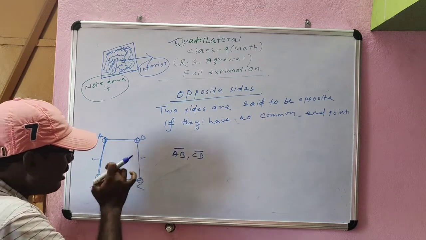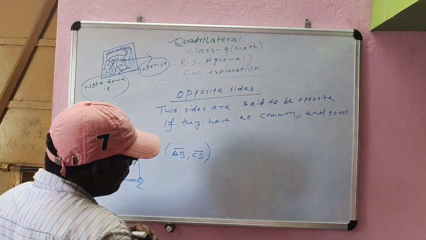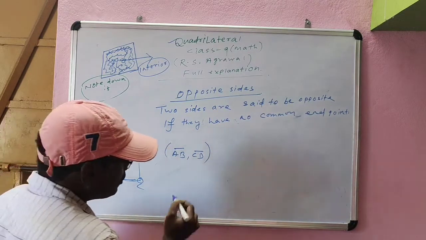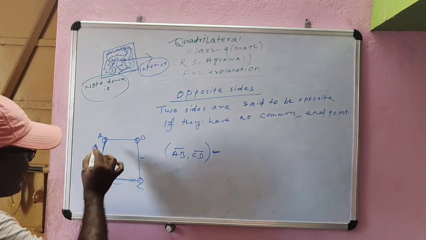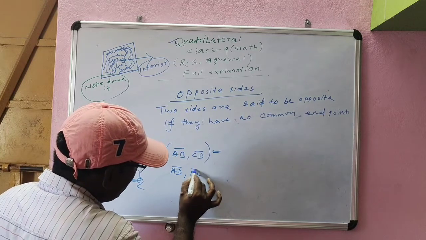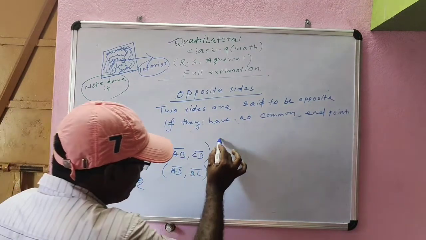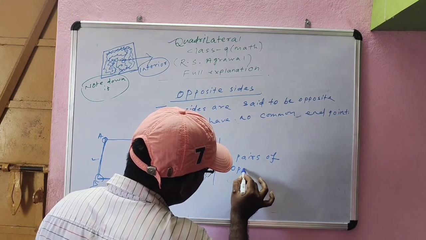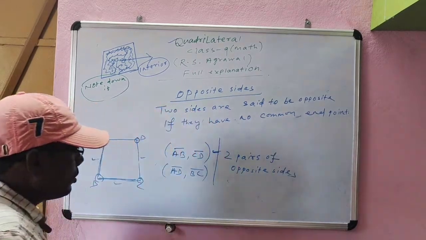So, if you take side AB and CD, then it will form an opposite pair of sides. It is one pair of opposite sides. Similarly, if you take side AD and BC, it is another pair of opposite sides. In this way, there are totally two pairs of opposite sides. Take a screenshot.